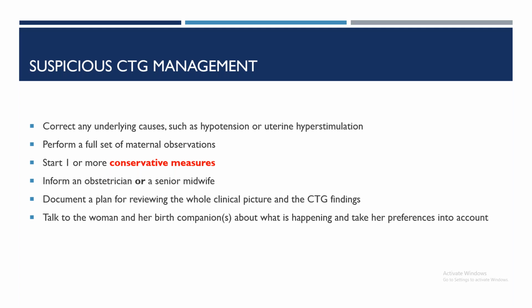Now, how are you going to manage this suspicious CTG? So for suspicious CTG, first you have to correct any underlying cause like any hypotension or hyperstimulation. So for that, you have to perform a full set of maternal observation. That means pulse, temperature, respiratory rate, blood pressure, all you have to see. So maternal condition you have to take into account. You have to see for the contractions, and you have to correct the hypotension or uterine hyperstimulation if it is there. You have to check the temperature. You have to correct the temperature also.